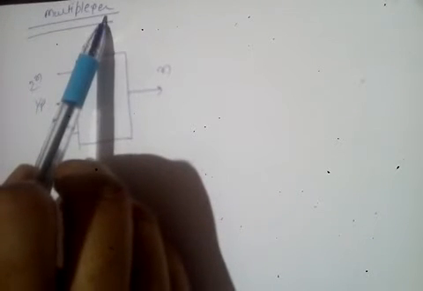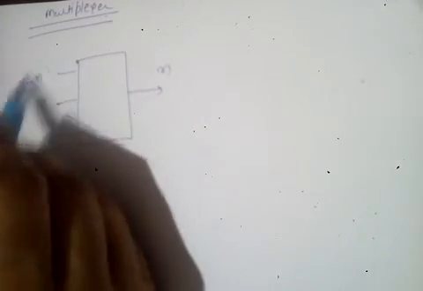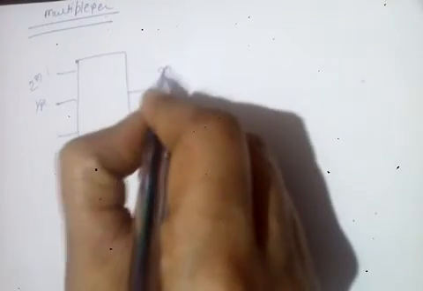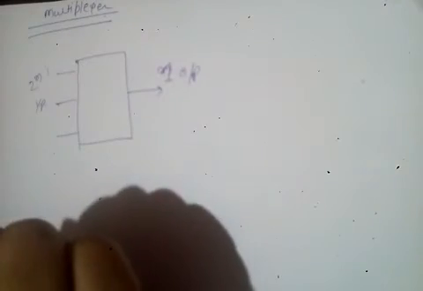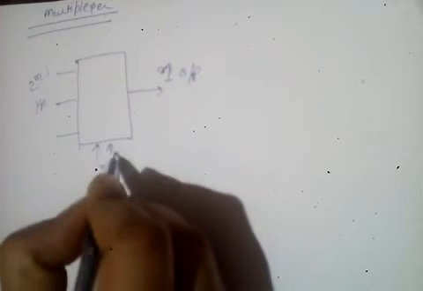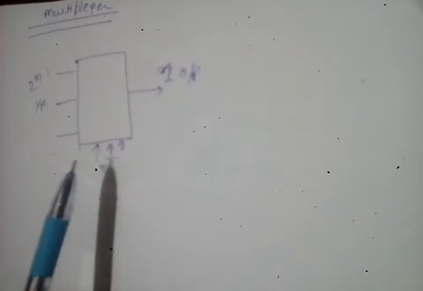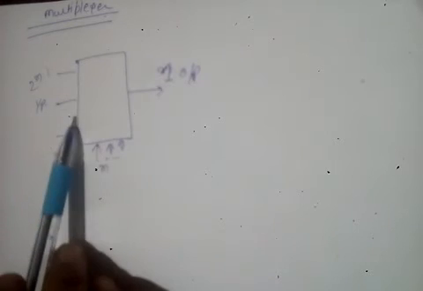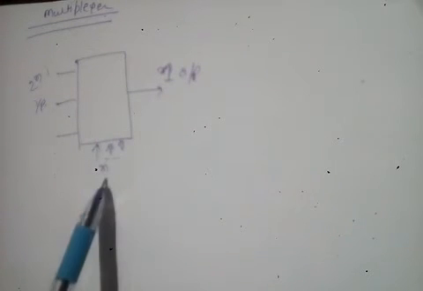So today's topic is multiplexer. Multiplexer is a combinational circuit that has 2 raised to the power n input lines and 1 output line and n selection lines. So one of these data inputs will be connected to output based on the value of the selection line.